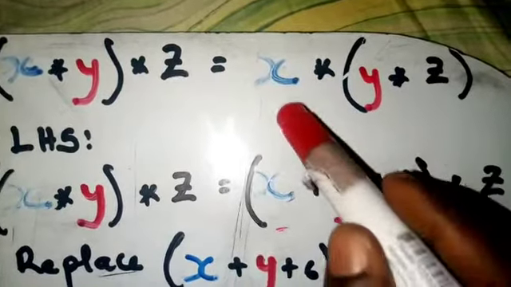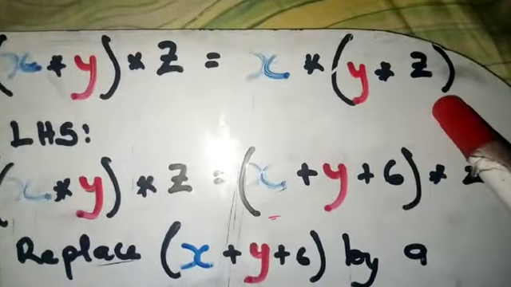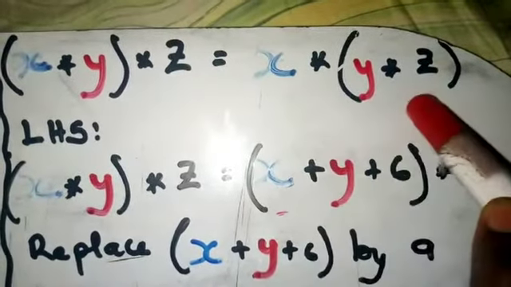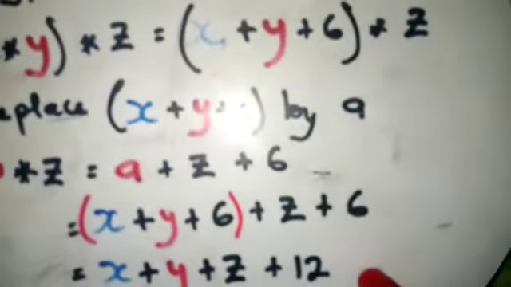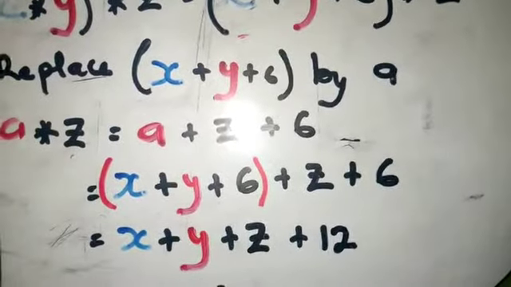But how do you perform the second part, the right hand side? Let's combine you and your friend first, right? After combining that, we will combine the answer that we got with the third person and determine whether you get this answer. If the answers are the same, then we can say that the operation is associative, right?